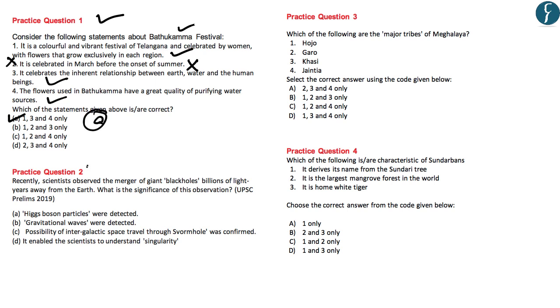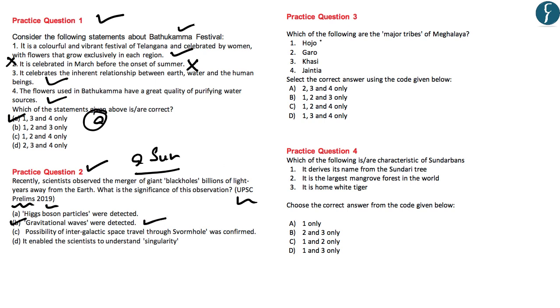As far as question number 2 is concerned, this is part of the UPSC Prelims Examination 2019. This question has been asked because in today's newspaper, there was a news item which talks about a sun being torn apart by a black hole. Recently, scientists observed the merger of giant black holes billions of light years away from the Earth. What is the significance of this observation? So the correct answer in this case is option B, that is, gravitational waves were detected.